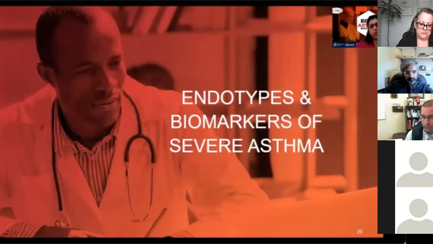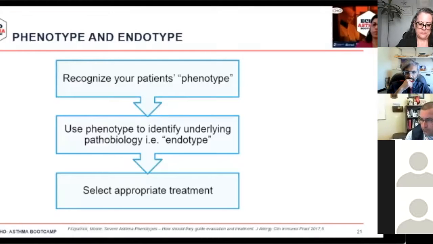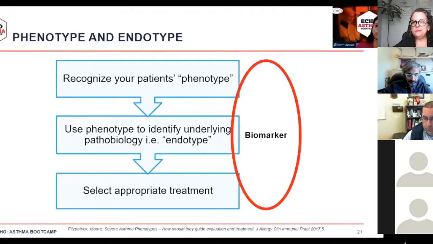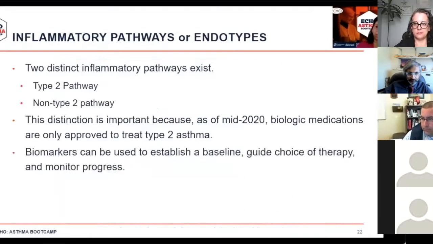So in today's session, we'll talk about endotypes of severe asthma and biomarkers for severe asthma. This is where we ended off the last session. The reason to recognize your patient's phenotype is to really attempt to use the phenotype to understand the underlying pathobiologic mechanism or the endotype that would then allow us to select appropriate treatment. And the way we do this in severe asthma is by using a biomarker.